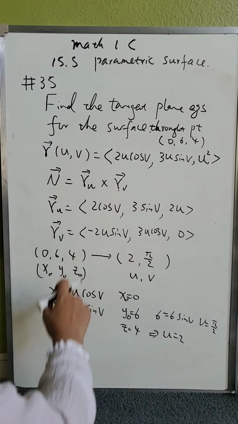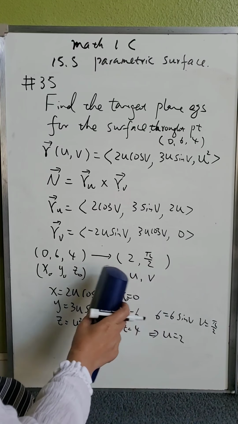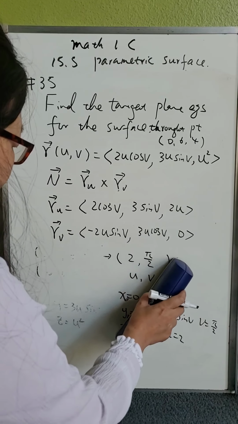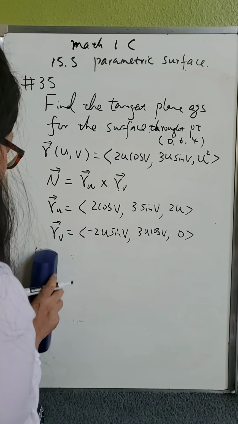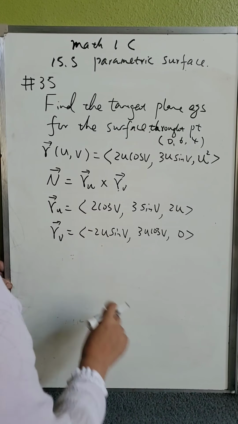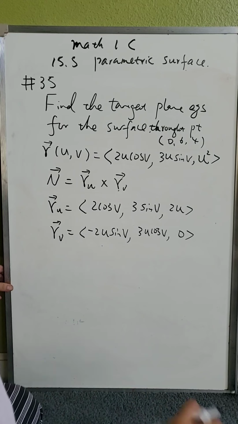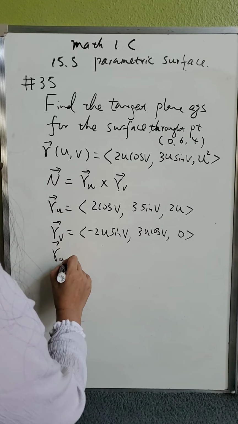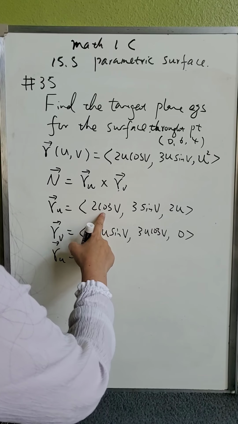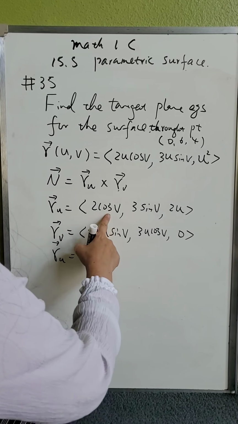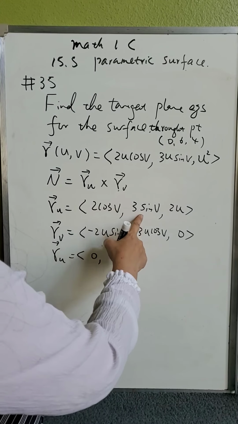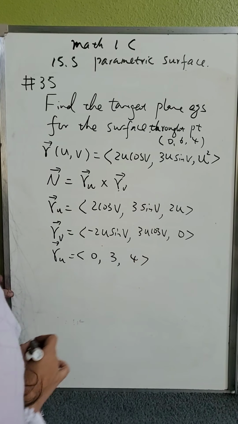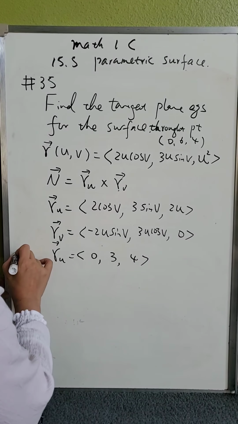And now you put it inside. I'm going to erase this part. I just need to remember (2, pi over 2). Then I'm going to put it inside here. So your RU will equal, at 2 and pi over 2, cosine pi over 2 equals 0, so that's a 0. This is also 3 and then 4. So that's for the first one, I put in the (2, pi over 2) inside.